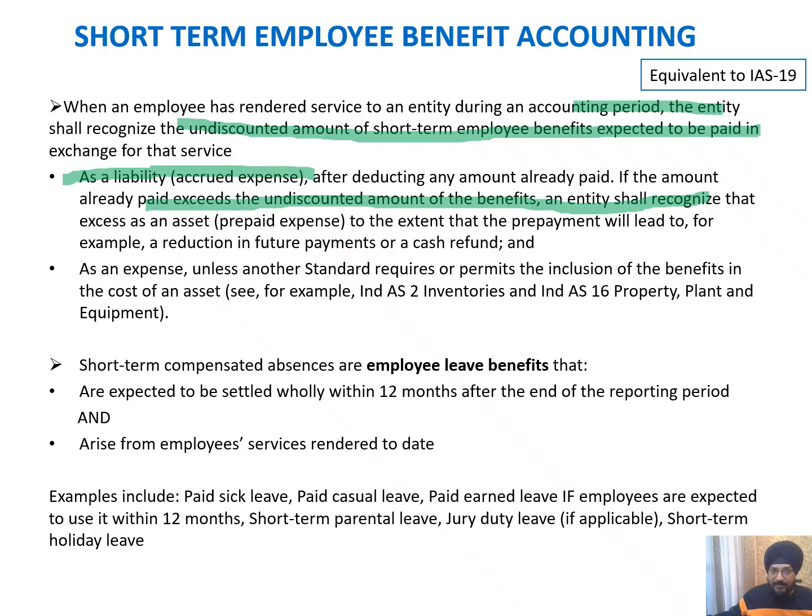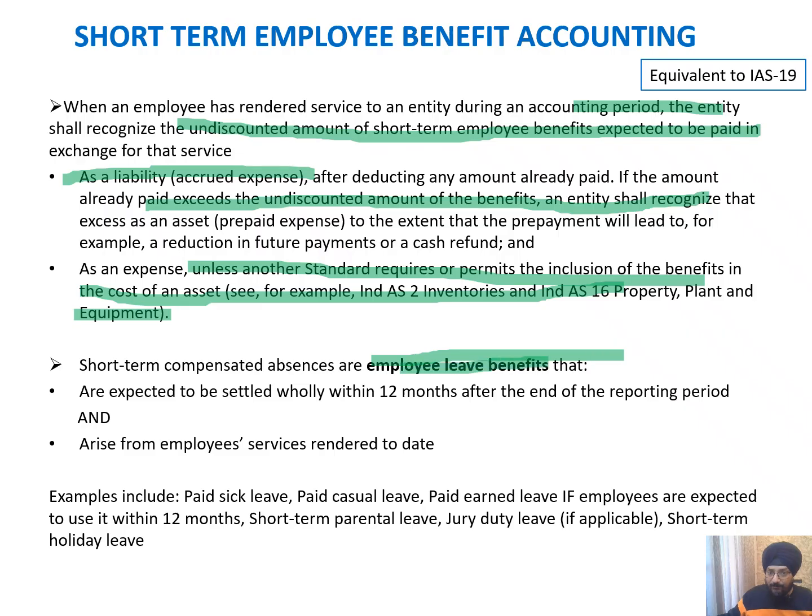It has to be accounted as an expense unless another standard requires or permits the inclusion of the benefit. So sometimes the employees' costs are charged to the asset or the inventory when we are producing that inventory or that asset. If those conditions are not there, then it is purely an expense which is being charged to my P&L. Short-term compensated absences are the employee leave benefits.